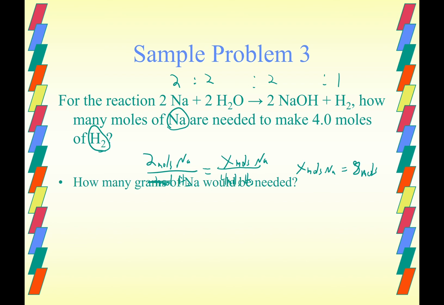How many grams of sodium would be needed? Well, glad you asked. We have 8 moles. We can find our given mass over the gram formula mass of sodium, which would be 23.0 grams per mole. We could cross multiply this, and we get 184 grams of sodium.